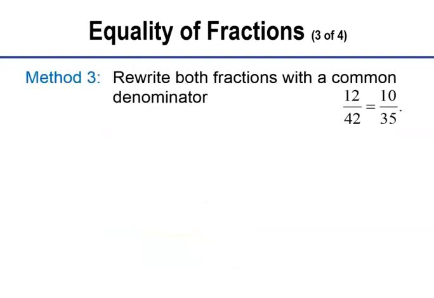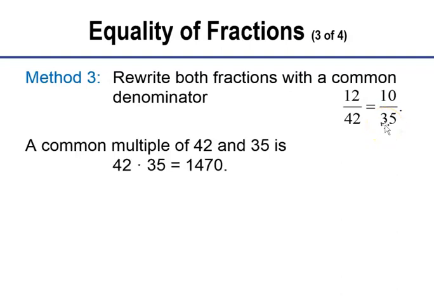Now let's take a look at a third method. So method 3 says rewrite both fractions with a common denominator. And you might be thinking, didn't we just do that? But actually we used a least common denominator. So you don't have to use a least common denominator. You could just multiply 42 times 35. And that's what they did here. 42 times 35 is 1,470.